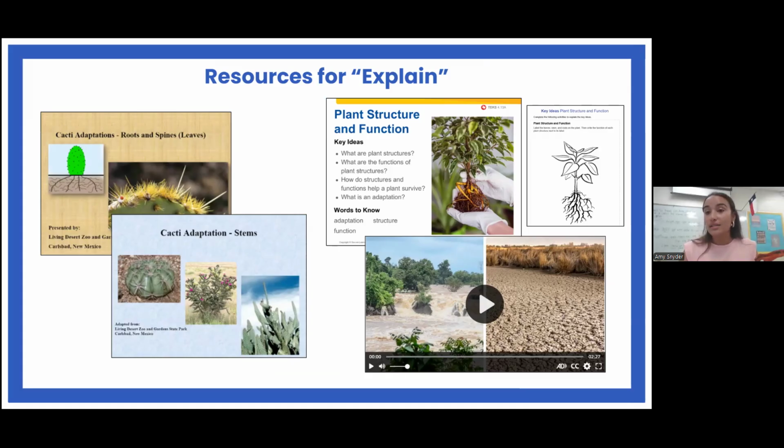Also, Savvas has resources for plant structures and functions that you can access through the digital platform. So you can utilize the key ideas presentations, the key ideas activity, which is the one that students have in their consumable textbook, and also the key ideas video.